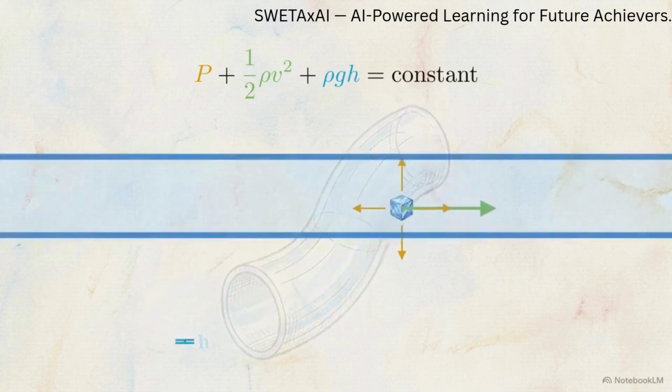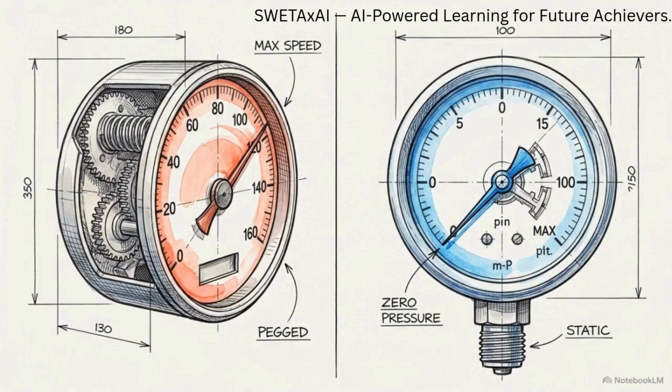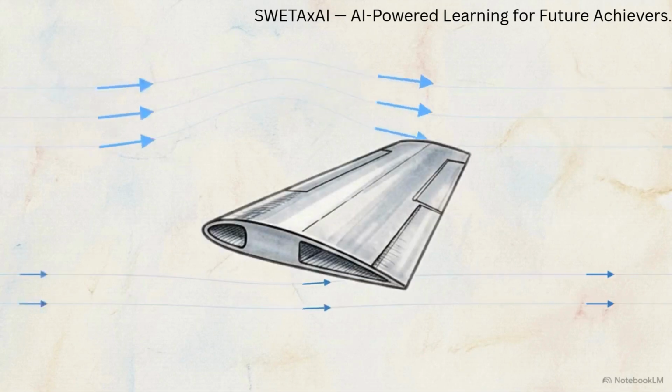If the pipe remains perfectly horizontal, the height does not change. The gravitational potential energy cancels out, leaving only pressure and kinetic energy. This leaves us with a critical inverse relationship. In a flat system, if the velocity increases, the internal pressure must drop in order to keep the total energy constant. Observe this velocity-pressure inverse relationship in aerodynamics.